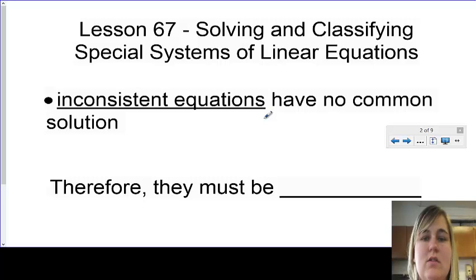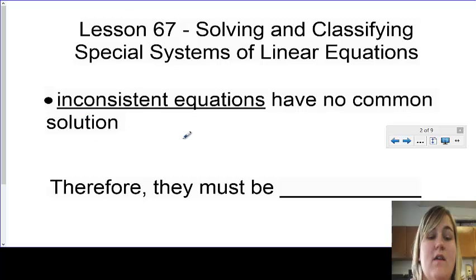Lesson 67, Solving and Classifying Special Systems of Linear Equations. Inconsistent equations have no common solution. Okay, that's what you need to know about inconsistent equations. They have no common solution. And it says, therefore, they must be what?